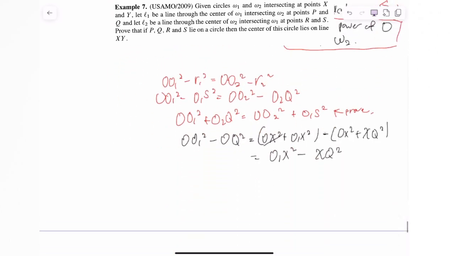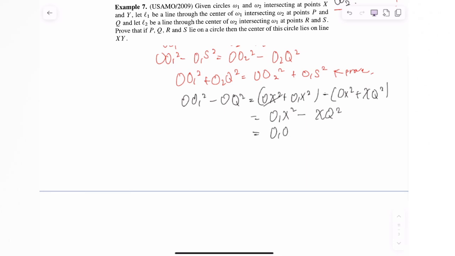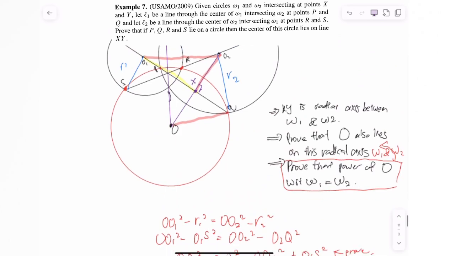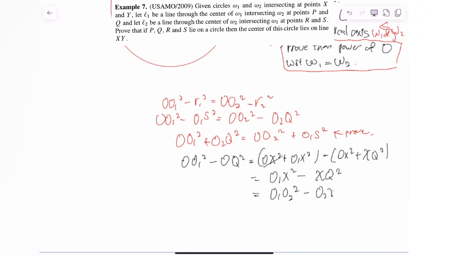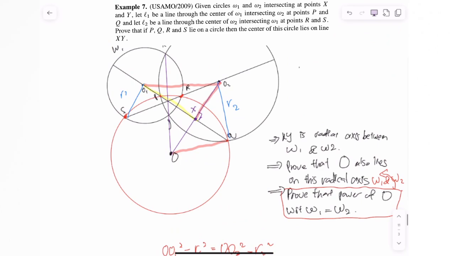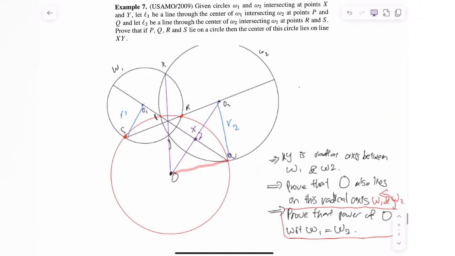So O1X squared is actually O1O2 squared minus O2X squared, and the minus XQ squared is, let me just erase this. Oh no. Okay. Yeah, we are at XQ squared, which is this. Hey, wait, no. XQ squared is this.